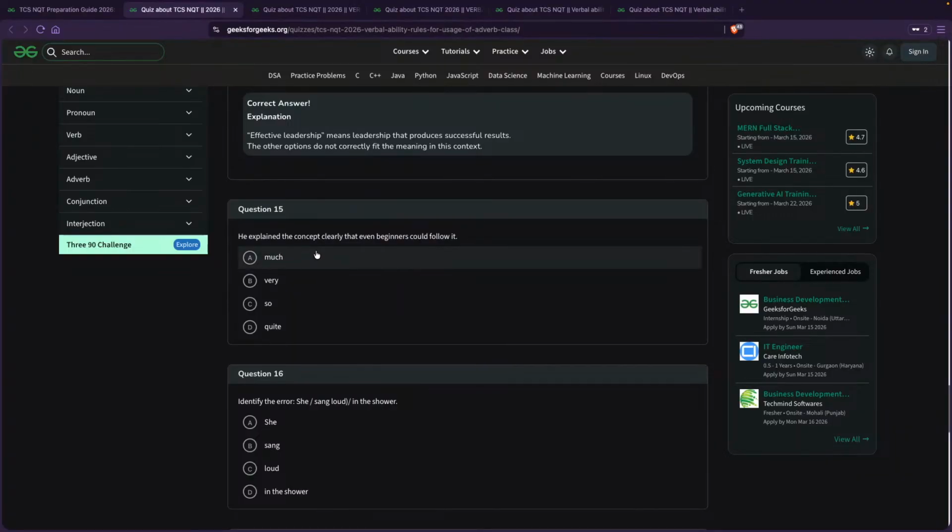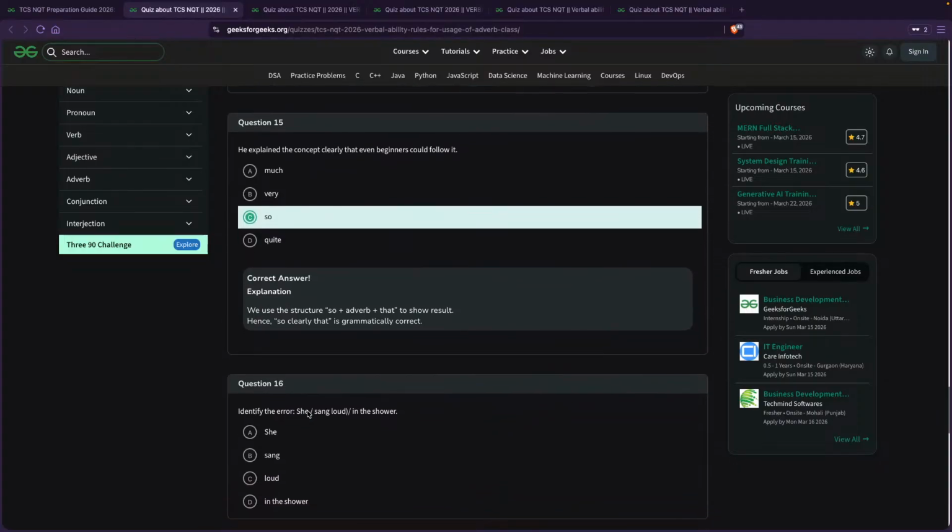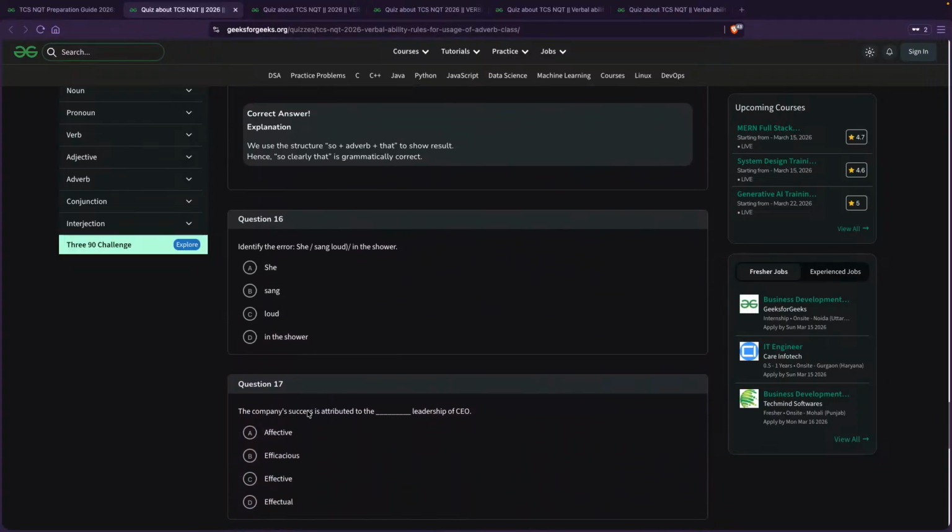He explained the concept clearly that even beginners could follow it. He explained the concept very clearly, much clearly, so clearly. Yes, so clearly. Much clearly comes when you are comparing with someone, I think. Very clearly, he explained the concept very clearly that every beginner could follow. So clearly, I think very can work, but I will go with so. We use the structure so that, where the result follows.